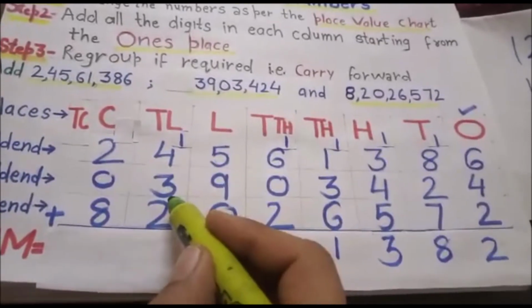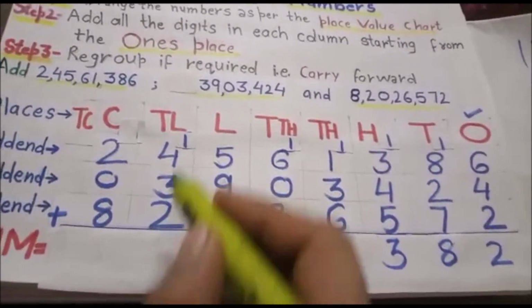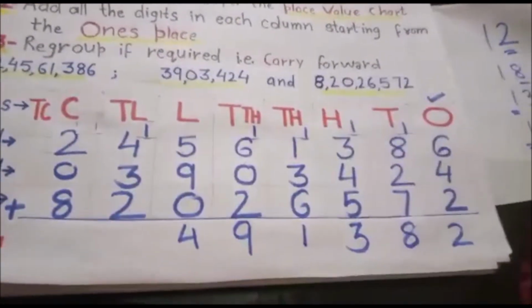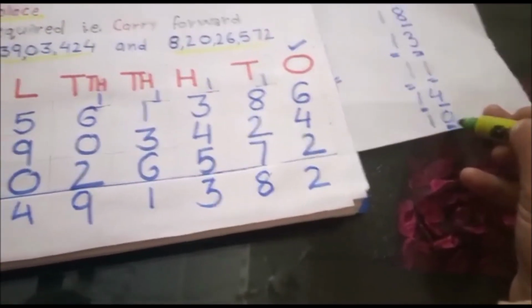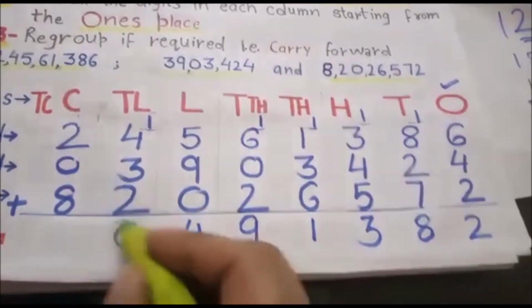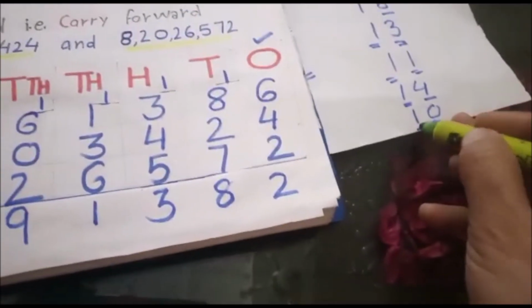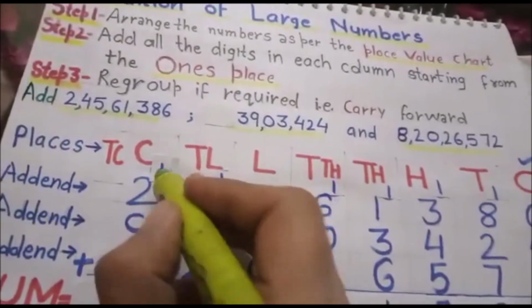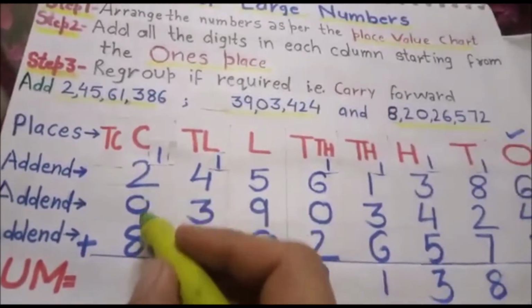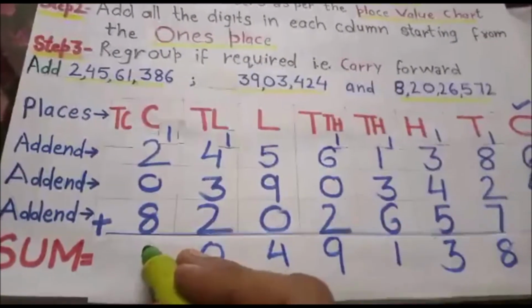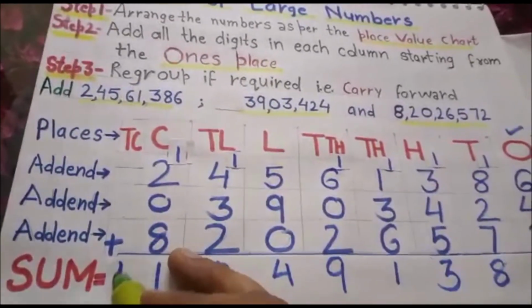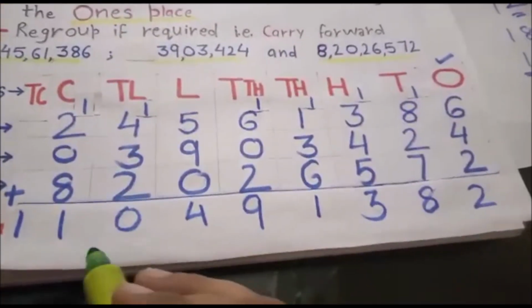Now 4 plus 3 is 7, 7 plus 2 is 9, plus 1 is 10. 10 is again a 2-digit number, so 0 in unit place will be written here and 1 in tens place will be carried forward here. So 2 plus 0 is 2, 2 plus 8 is 10, 10 plus 1 is 11. So 11 will be written here. So this is your final answer.